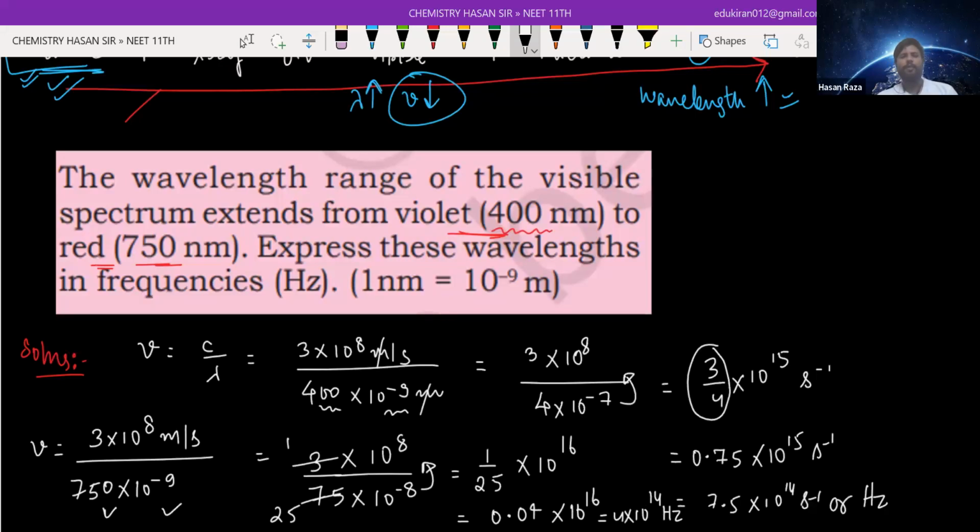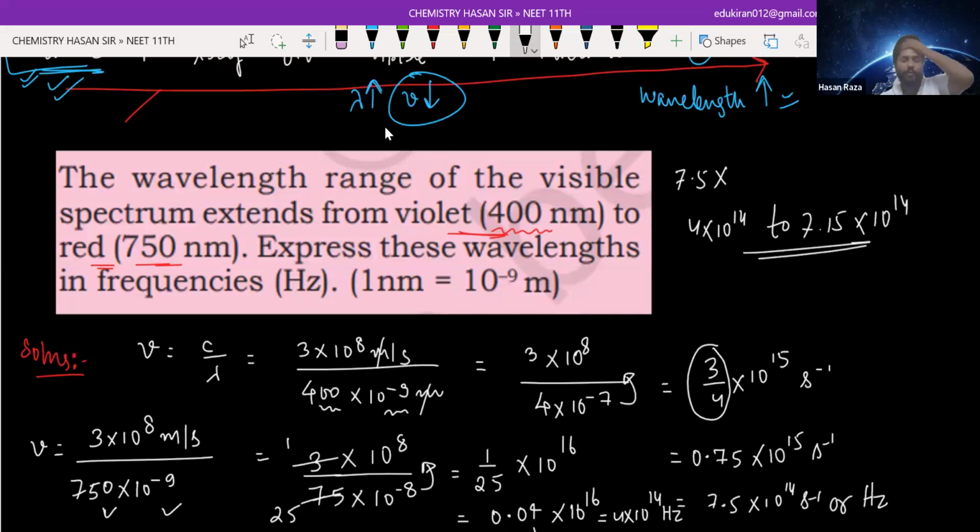So in terms of frequency, the range will be 4 into 10 raised to the power 14 to 7.5 into 10 raised to the power 14. Let me know if you have any doubt in this. This was very easy. You should have solved it.